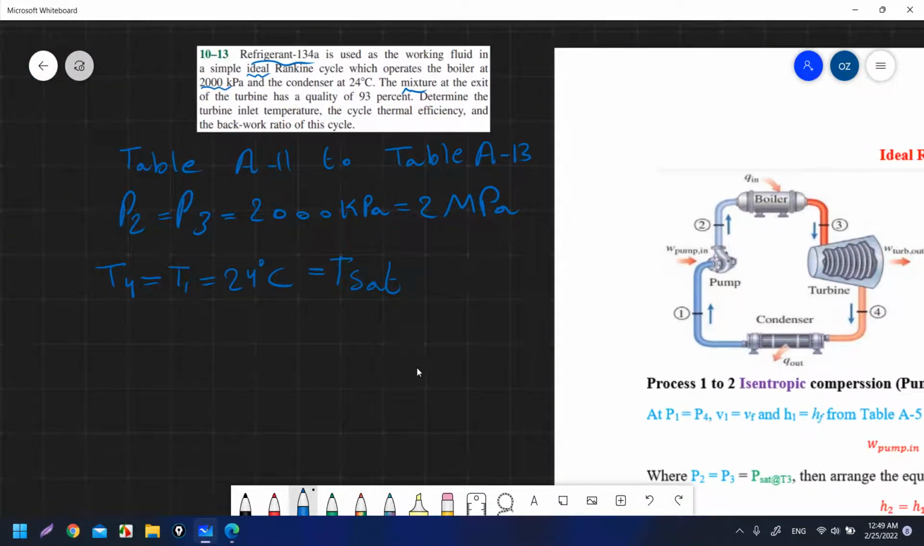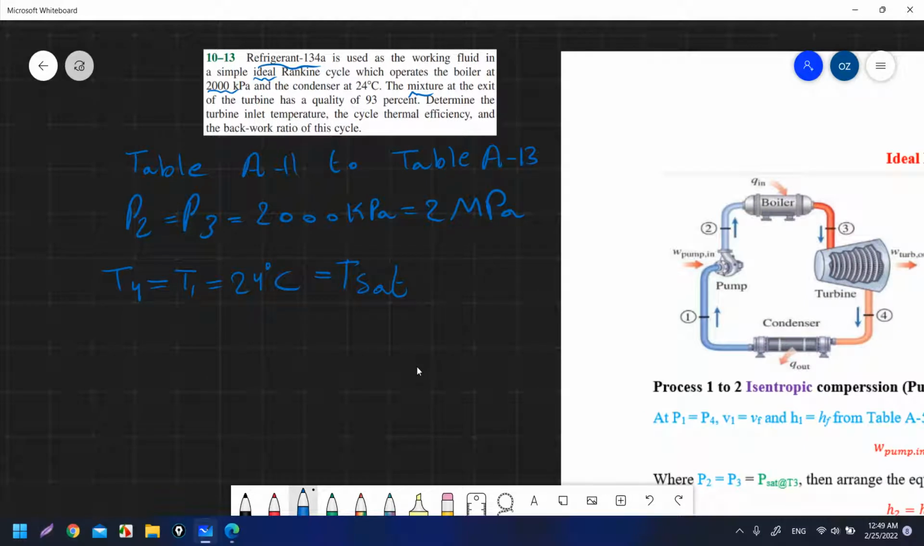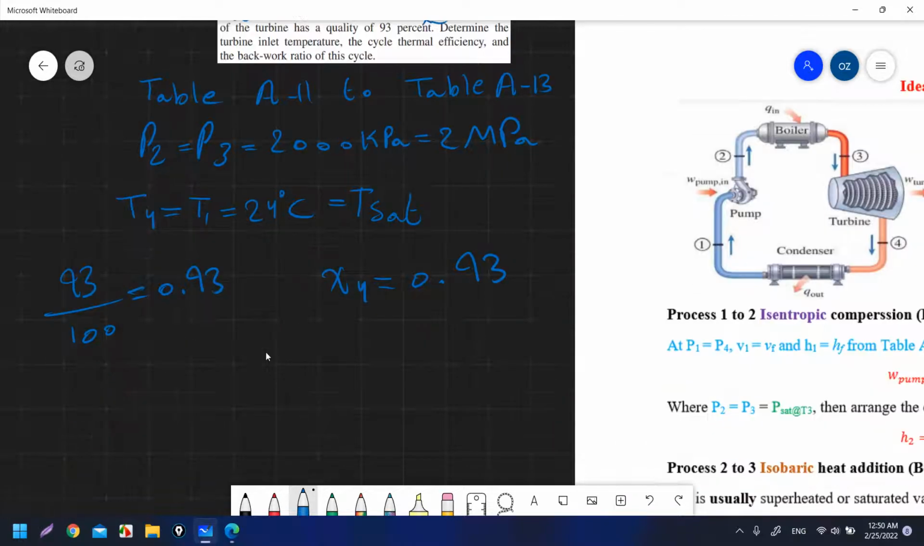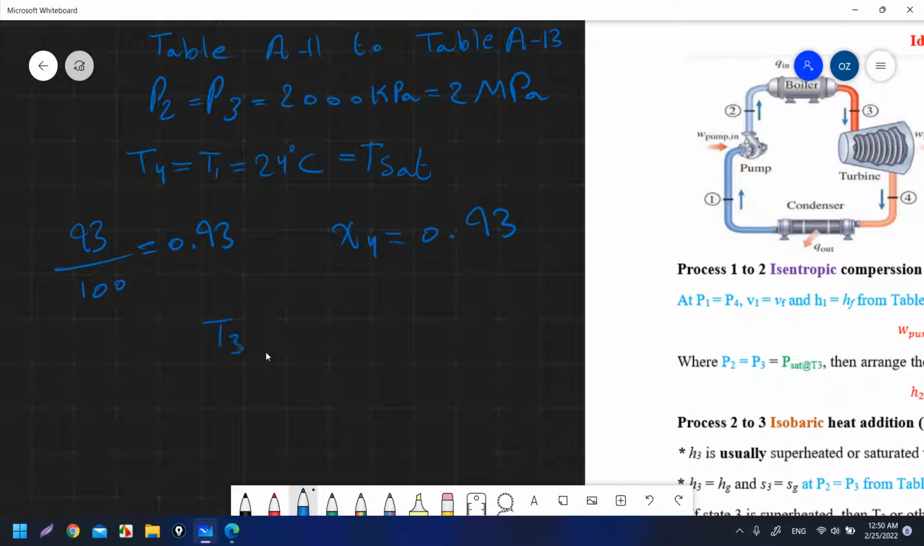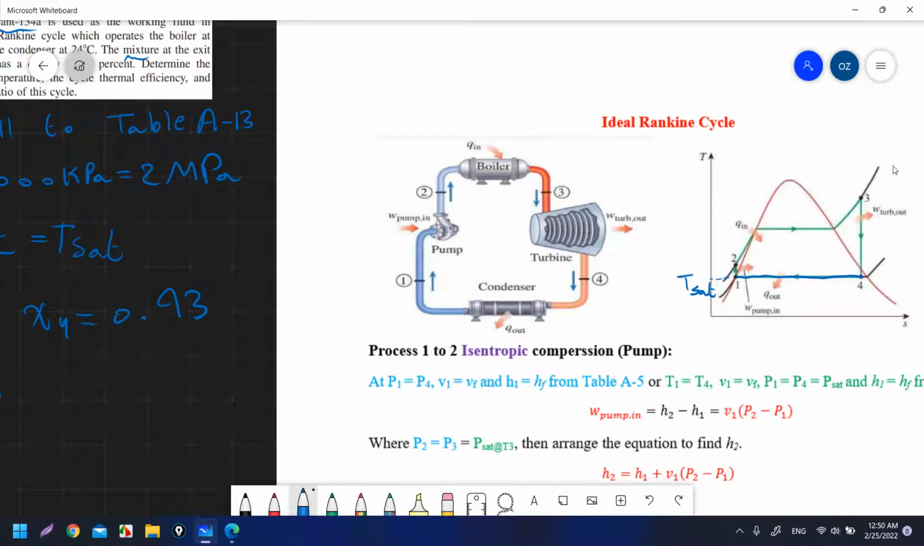So it is a mixture and has a quality of 93%. 93% means 93 over 100, which is equal to 0.93. So X4, because at state 4, the exit of the turbine, X4 is equal to 0.93. Determine the turbine inlet temperature, T3. So the inlet temperature is at state 3. He wants to find this temperature, T3.